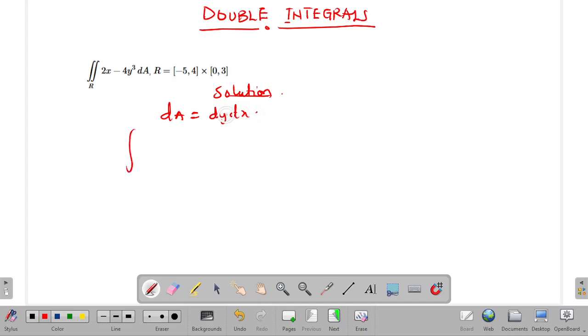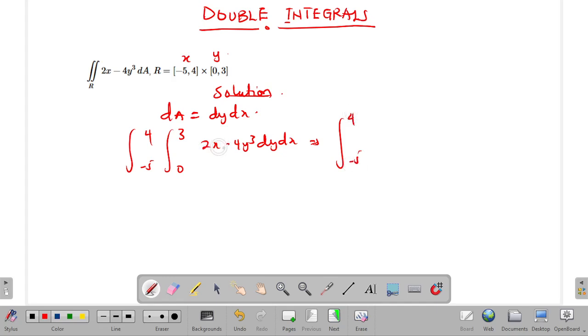For every rectangular region, the first component stands for x, the second stands for y. Since I want to integrate y first, my x will come out, and that will be my outer integral. So it will be -5 to 4. Then here I'll have 0 to 3. My function is 2x minus 4y³. At this point, I'll simply integrate my inner integral.